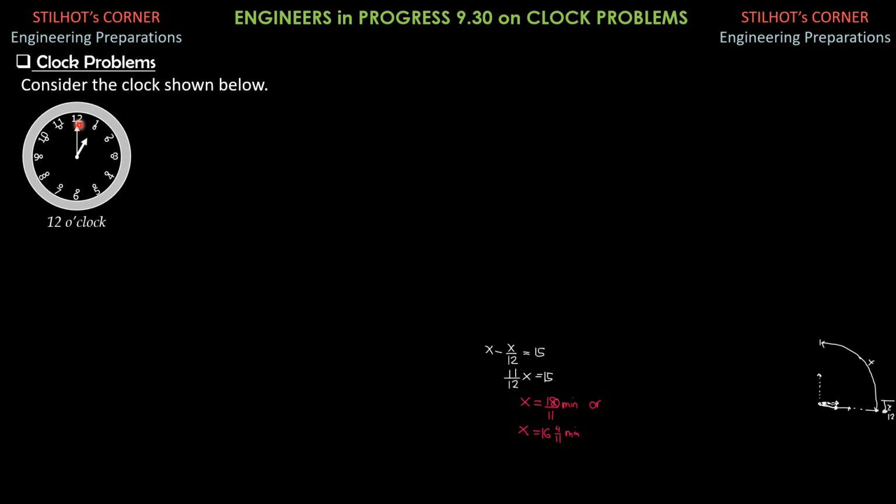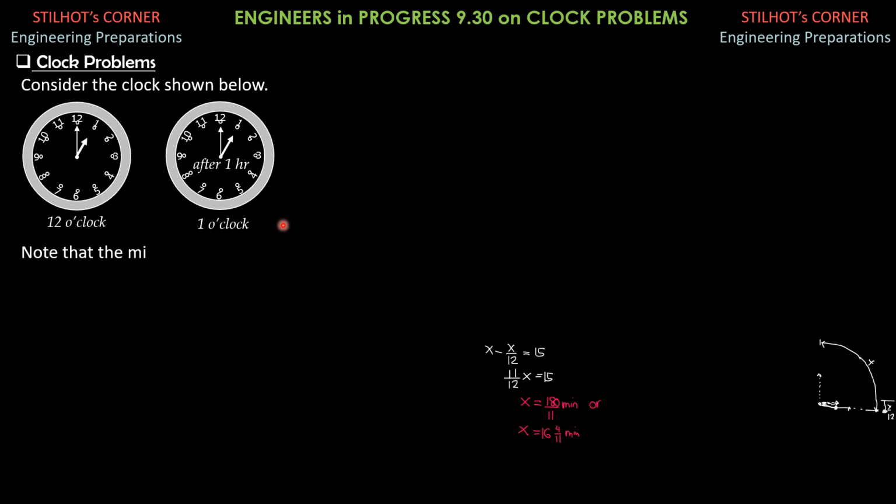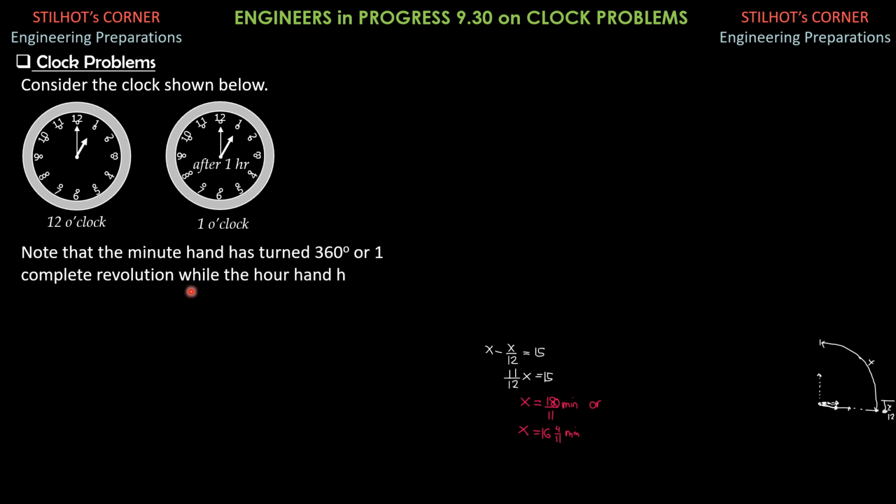So we observe that the minute hand has turned one complete revolution or 60 minutes, while the hour hand correspondingly turns only one mark, and that's 30 degrees or 1/12 of a revolution. The equivalent number of minutes is 5 minutes only. So this is the final position. Observe that the minute hand has turned 360 degrees or one complete revolution, which corresponds to 60 minutes, while the hour hand has correspondingly turned 30 degrees or 1/12 of a revolution or 5 minutes.